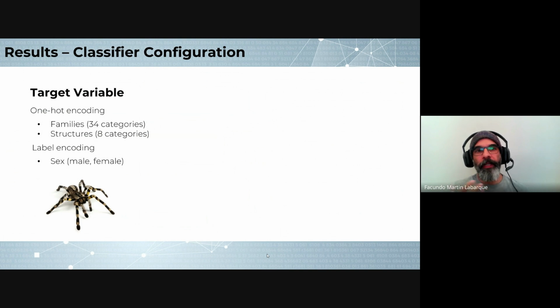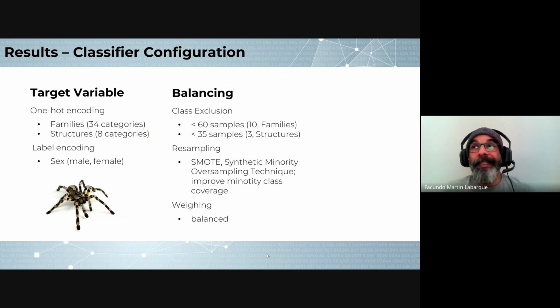So our results, the classifier configuration. We studied 3 types of targets. One is the family, which has 34 categories, and structures of the spider, like genitalia, for example, where there were 8 categories. And finally, we have a binary category, which was whether the specimens were female or male. Our dataset was not balanced whatsoever. It has a lot of missing data.